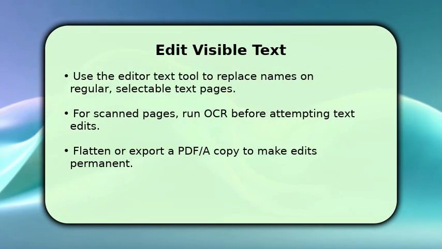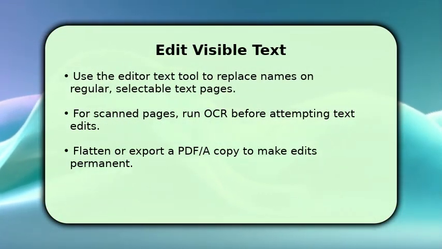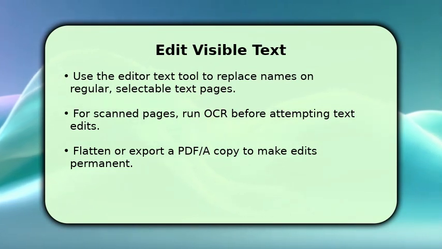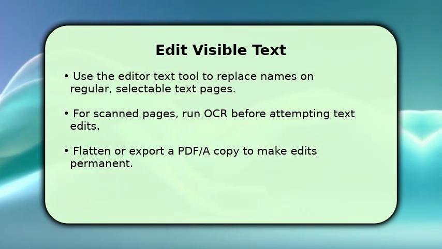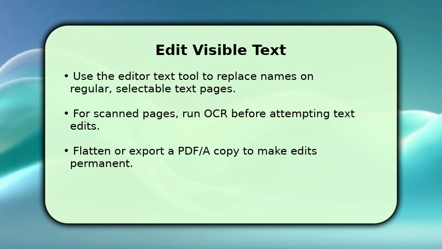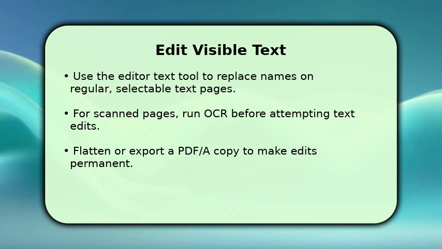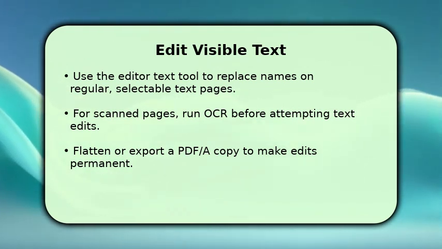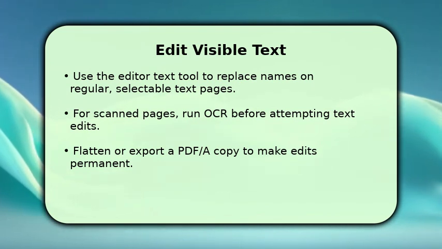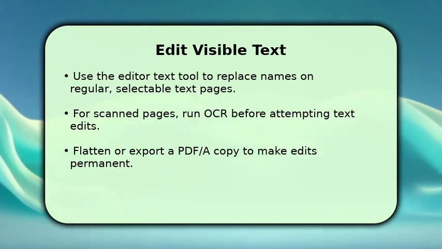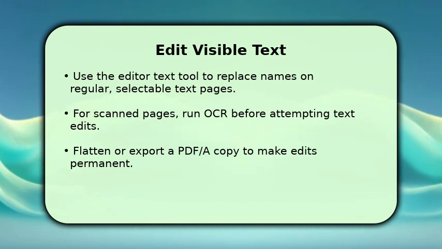Switch to the editor's text or content editing mode and find each visible instance of the old name. Replace text carefully, preserving fonts and spacing, and adjust layout if needed to avoid line breaks. For scanned documents, perform OCR first, then repeat the text edits. After all replacements, review each page, save as a new file name, and export a flattened or PDF/A version to lock in the changes for sharing.